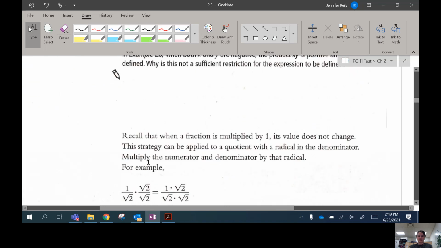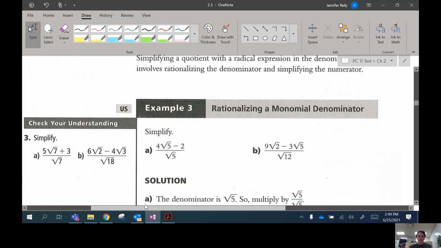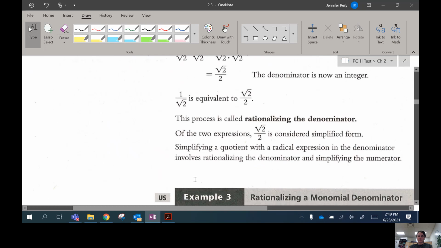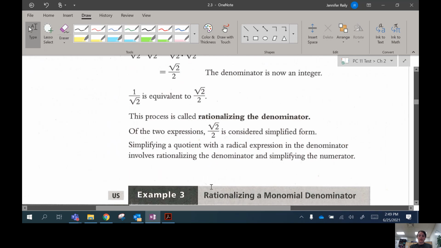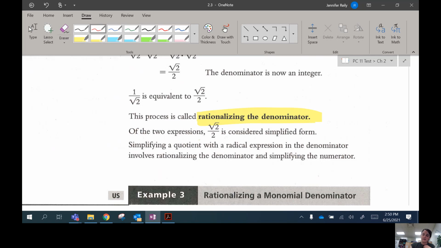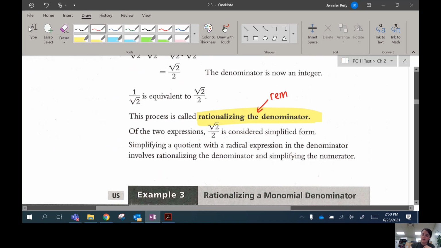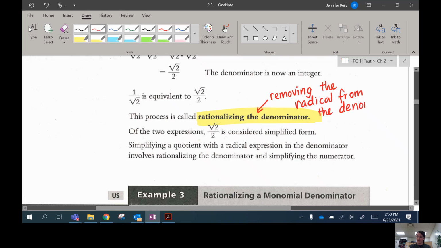So let's look at the next question here. We're going to do something called rationalizing the denominator. What rationalizing the denominator means is making sure the denominator doesn't have a radical in it. Removing the radical or the square root from the denominator. When we do that, it makes the expression simpler. Denominator, I can't spell. Denominator.